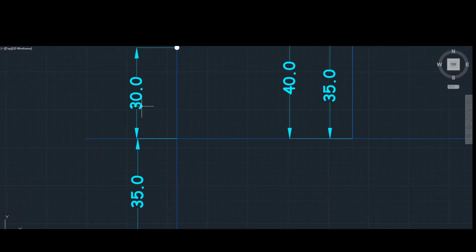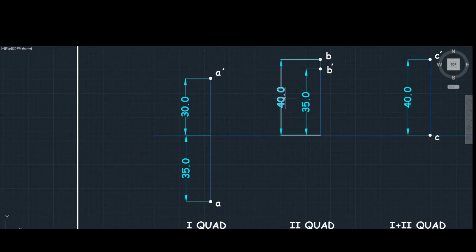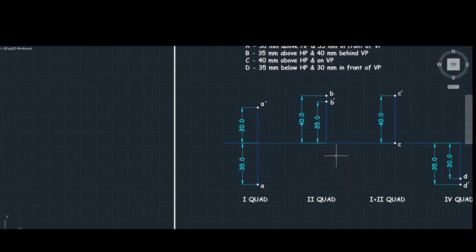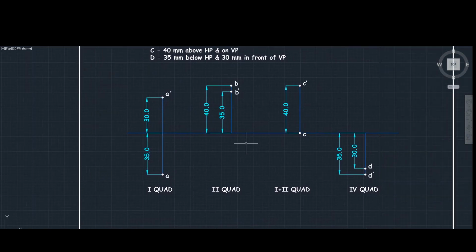Then the other thing is, the dimensions here automatically are aligned. That means they come in line, written this way. But you need not write it this way. You can write 30 as usual horizontally and 35 also horizontally, and also need not mention the precision. Don't write 30.0 or 35.0. You write 30 and 35. Similarly here 40 and 35. So that will be the projections. Once you do that, then you have to mention the quadrants in which they lie.